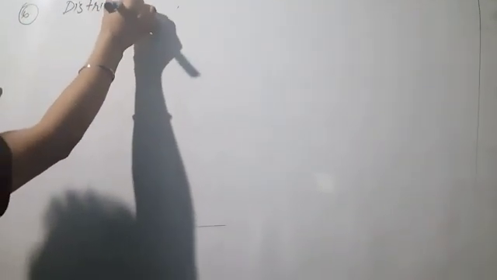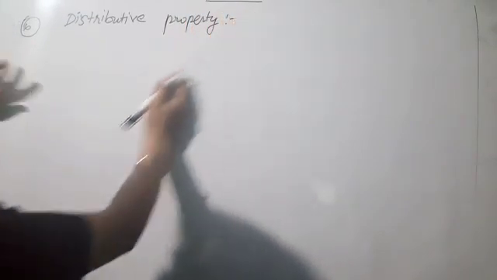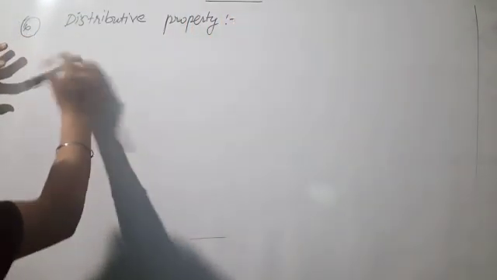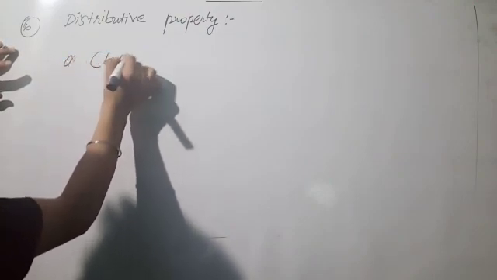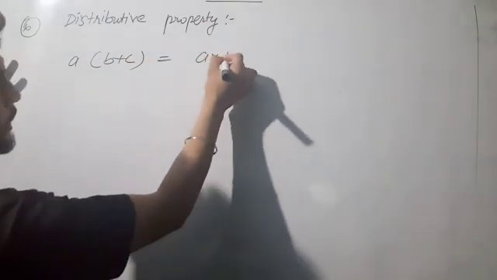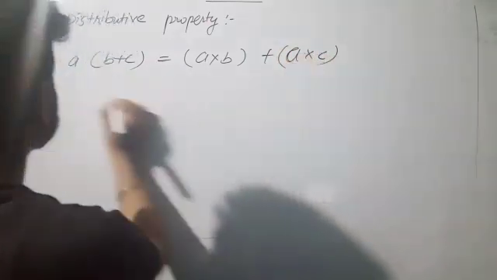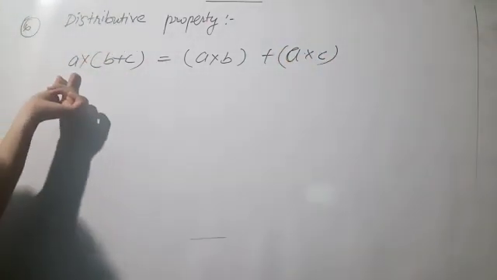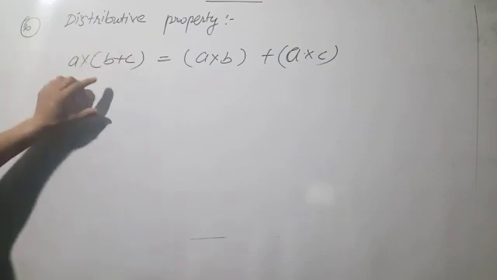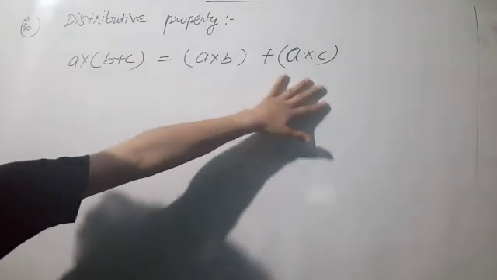The last and very important property is the distributive property. The name suggests the distribution of multiplication. Distributive property, as the name suggests, distribution means if we have A into B plus C, here we have a sign of multiplication, it is written as A into B plus A into C, because the multiplication is distributed over B and C. So A into B plus A into C.